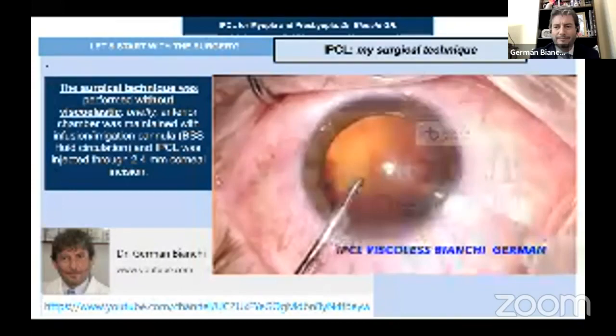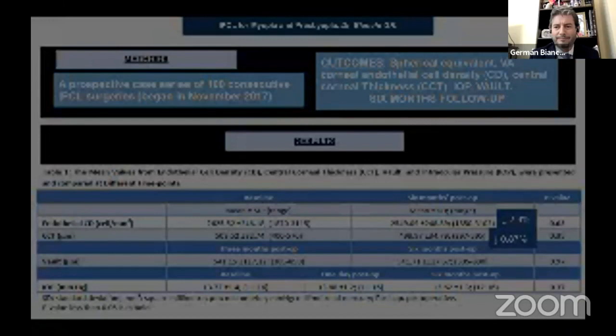It was a prospective case series of 100 consecutive IPCL surgeries beginning in 2017. I studied many things, such as endothelial cell density and CCT, and there was no statistical difference between before and after surgery until 6 months. The vault was stable after surgery, and I didn't find any IOP peak. I didn't find any cataract in these patients either. The refractive result was very good, 52% between minus 0.5 and plus 0.5.